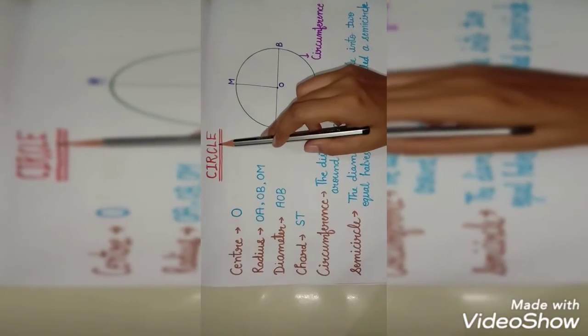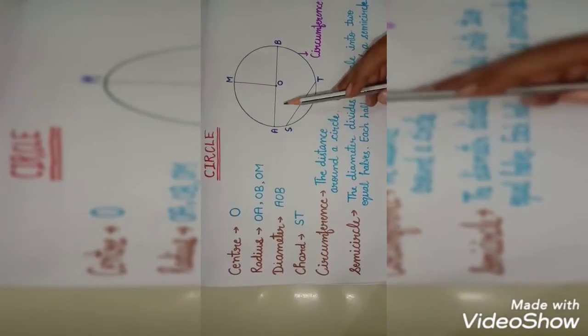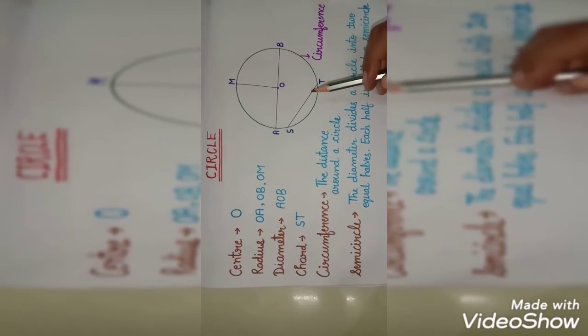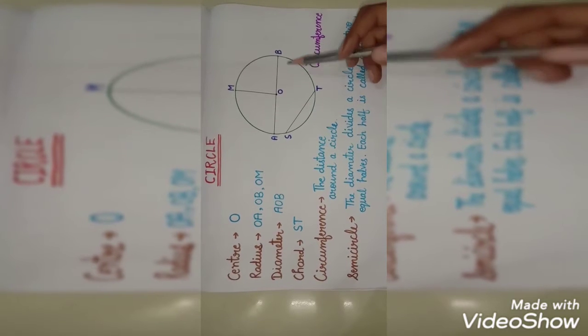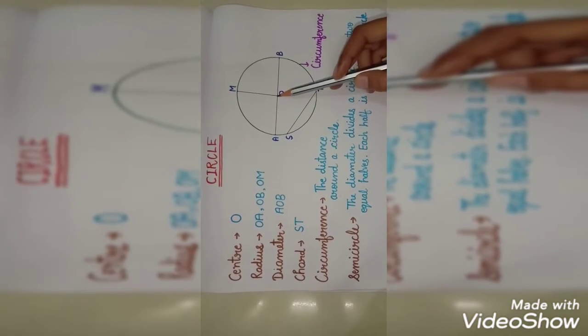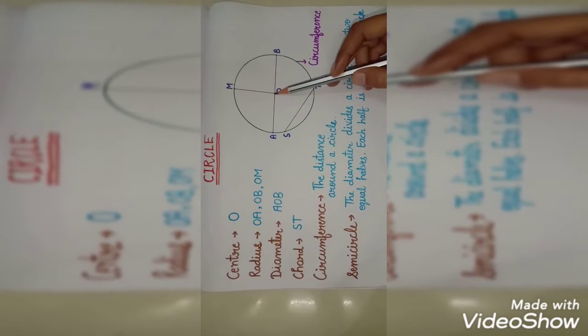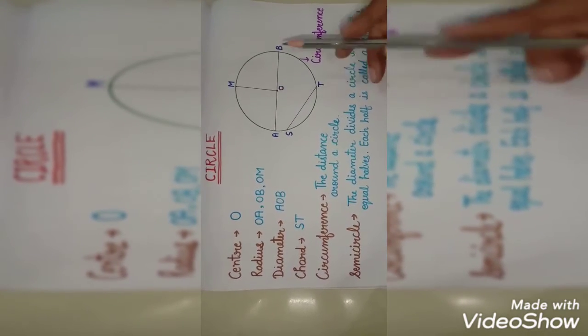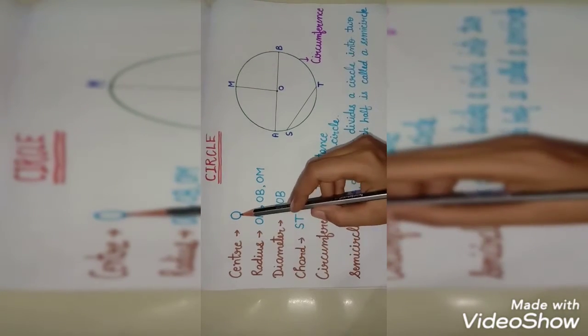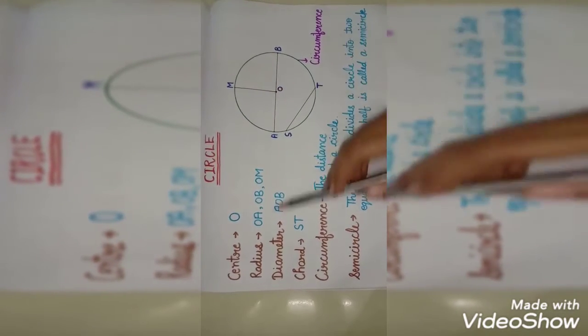Concept is circle. A circle is a simple closed curve all of whose points are at an equal distance from a fixed point inside it. The fixed point is called the center of the circle. So center is O. O is the center.